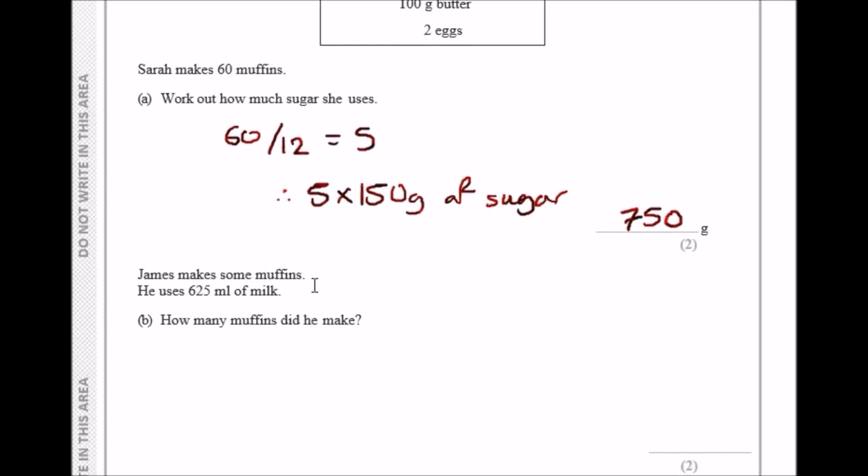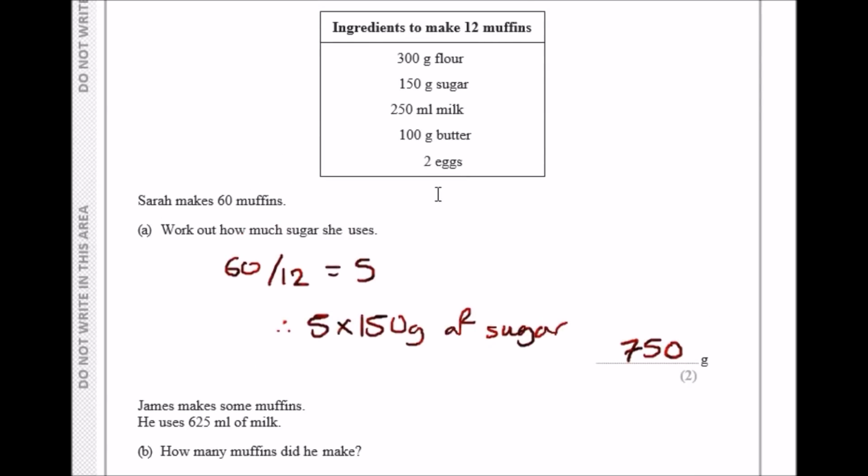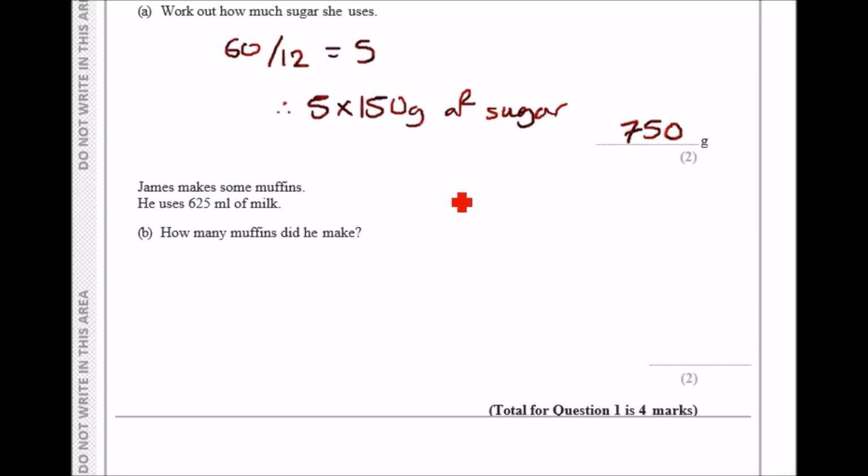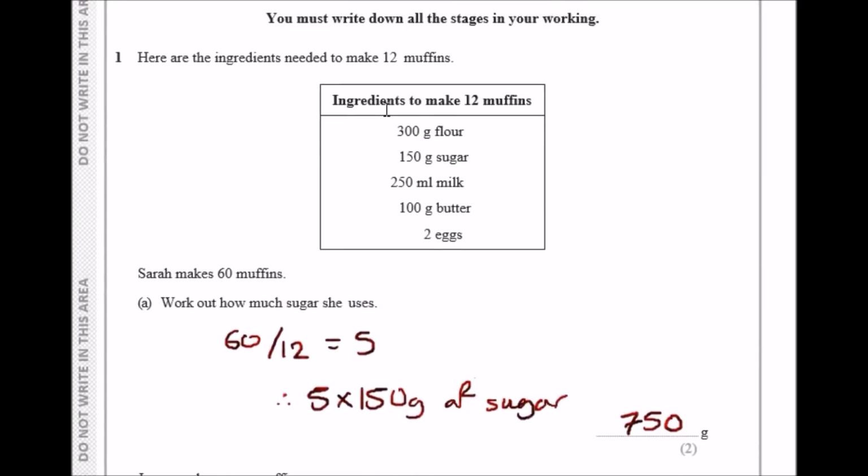Now James makes some muffins. He uses 625 milliliters of milk. How many muffins did he make? Okay, so the recipe uses 250 milliliters of milk, but in this case he used 625. So what we should do is again divide them to see how many times the quantity he used. We can do 625 milliliters of milk divided by 250 to see the ratio. Dividing it in the calculator, you should get exactly 2.5 times. So he needs 2.5 times the quantity required.